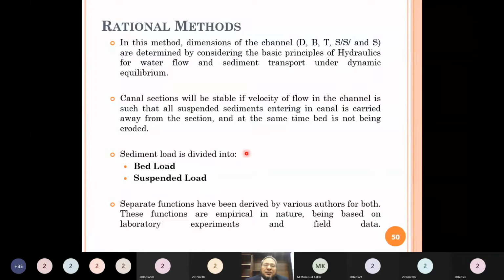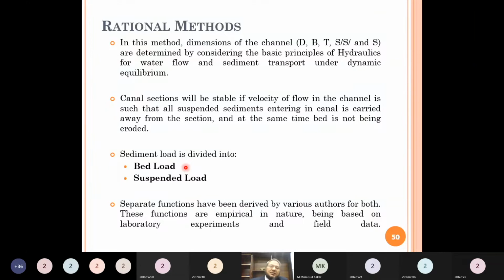Now, if you see the sediment load at any section of the channel, it can be divided in two major components. One is the bed load, and the second is suspended load. And we have already discussed bed load in the hydraulic engineering subject, and there was a chapter on sediment transport. So bed load is that part of sediment load, those sediments which move in contact with the bed in the channel. And the contact with the bed could be in three ways.